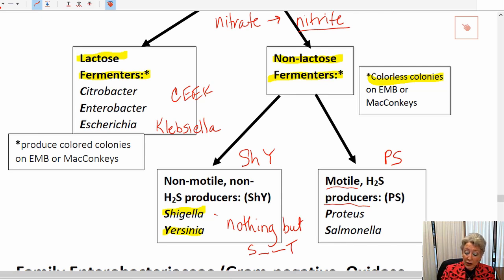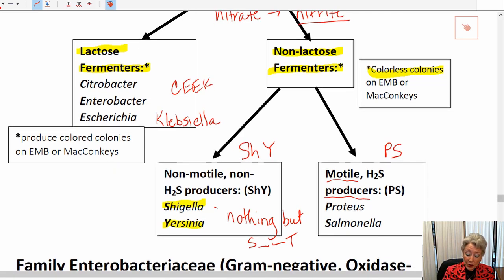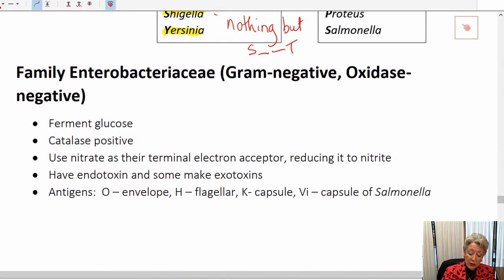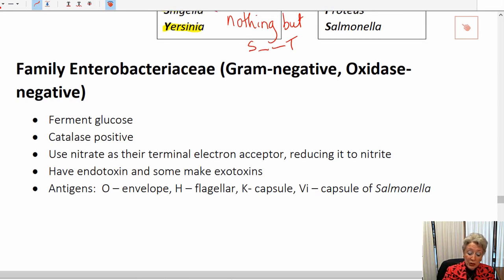Now, as we look at the unifying characteristics of the organisms in this group, realize that they all ferment glucose, they're all catalase positive, they use nitrate as their terminal electron acceptor, which I just explained to you. They all have endotoxin, and some of them, quite a few actually, make exotoxins as well. We designate them within their groups by analyzing surface molecules that they have.